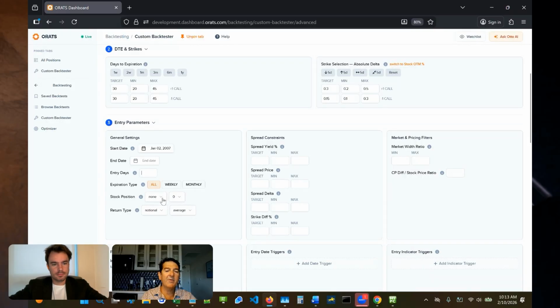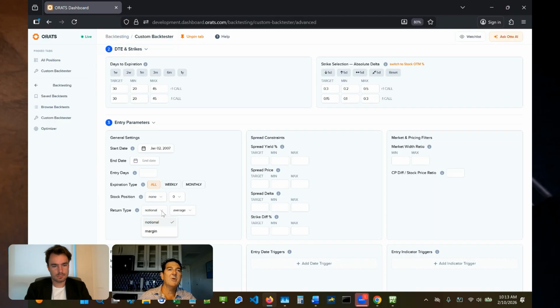Stock position, you could have an overlay, you could have a married. Overlay is just, it holds it the whole time. Married is, as you trade, you put on a new stock position. And then return type. So ORATS likes to put things in terms of notional. You use the stock price as the divisor. So in that case, you could compare a short put spread with a long put spread.